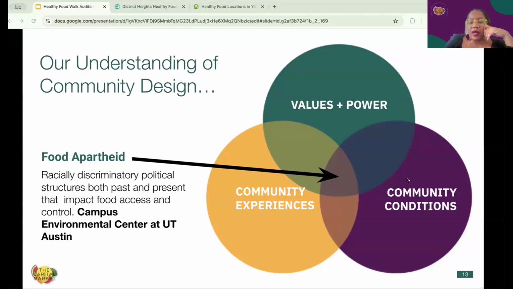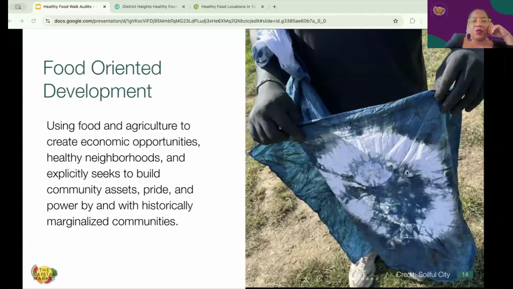And so through that, we advance a concept that we refer to as food-oriented development, as a development strategy to use food and to center food and agriculture to create economic opportunities, healthy neighborhoods, and explicitly build community assets and pride with individuals who have been impacted by insufficient food access in their communities.